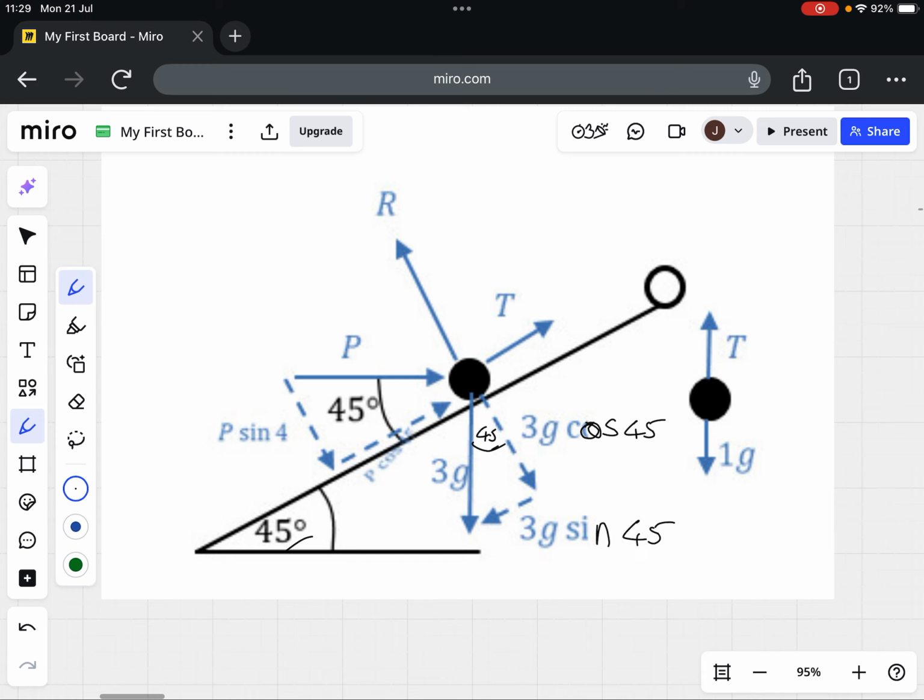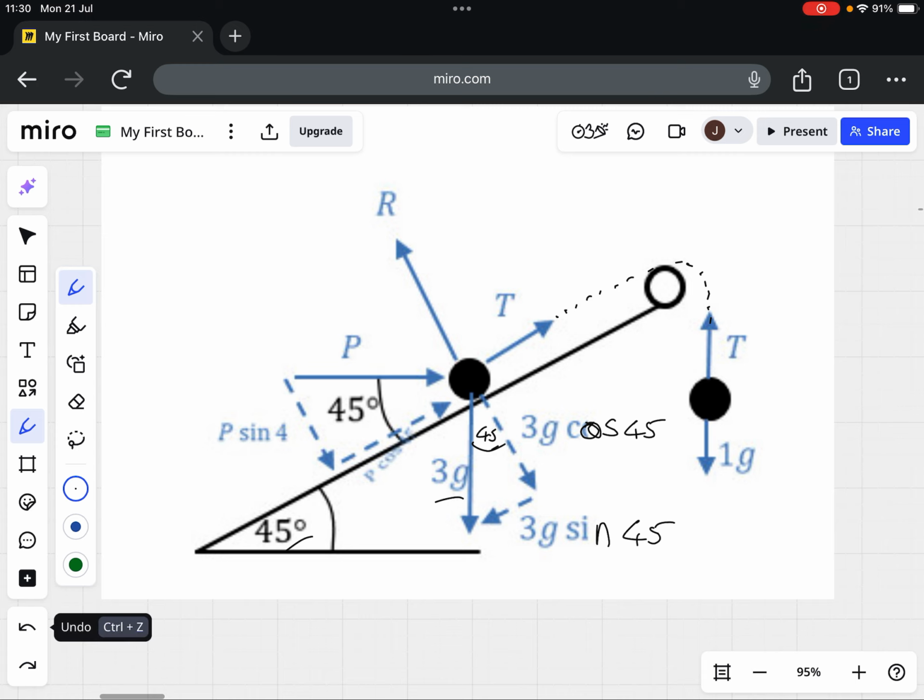So can you see again, we've broken this one up. T's the tension because it goes over some pulley and sort of attaches to something else. R is R because it's the normal reaction. P, look at what we've done with P here. So the angle is 45 degrees. You might be expected to know that that angle is 45.